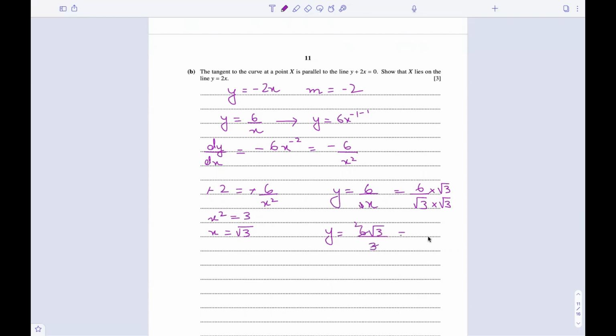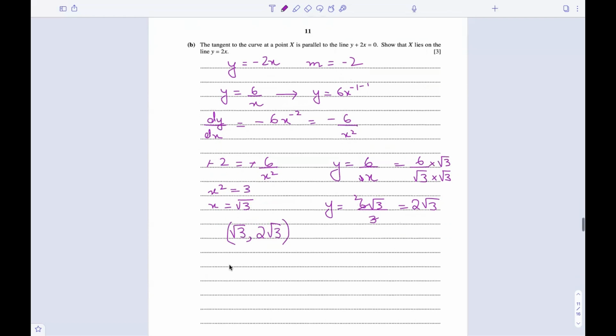So we know that the coordinates of the tangent to the curve are root 3 comma 2 root 3, and these points must satisfy the equation y equals 2x. So we'll use y equals 2 times the coordinate of x, which is root 3. So the value of y is also 2 root 3. So basically this shows that x lies on the line.